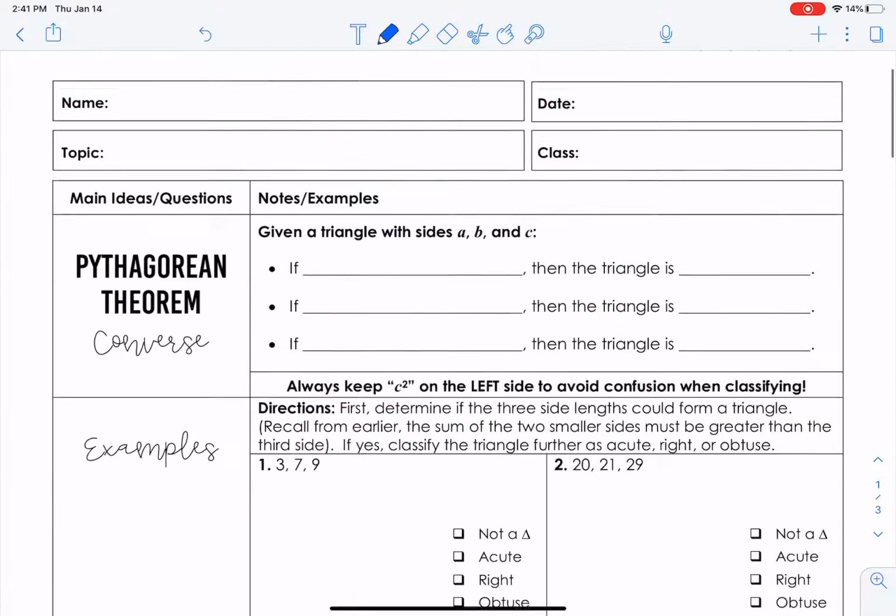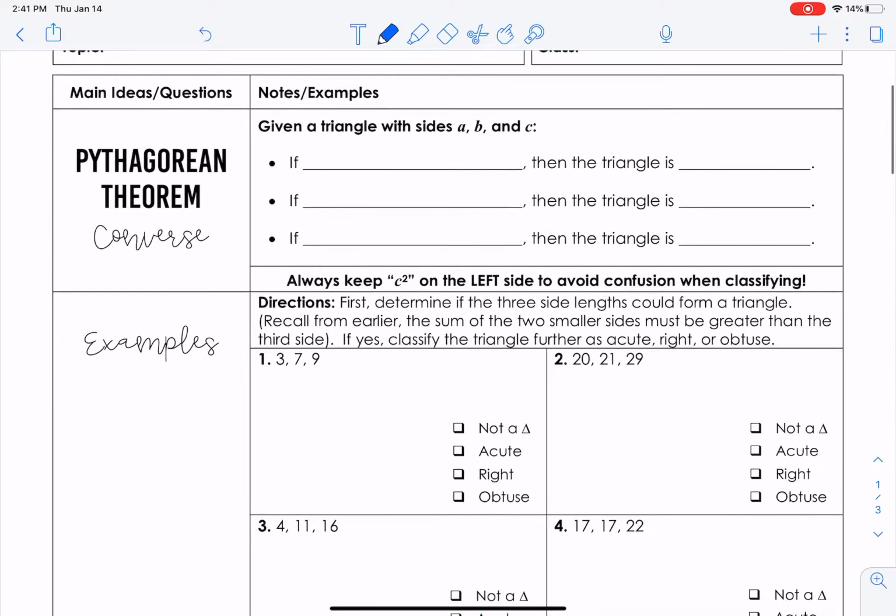So now let's go back up to our note page and fill in some of those blanks. So first we're starting with the idea that we're given a triangle with sides A, B, and C. That means I have to know it's a triangle, but we'll get to that part in a minute. So we start with: if c squared equals a squared plus b squared, that's the Pythagorean theorem, we know that that triangle is right.